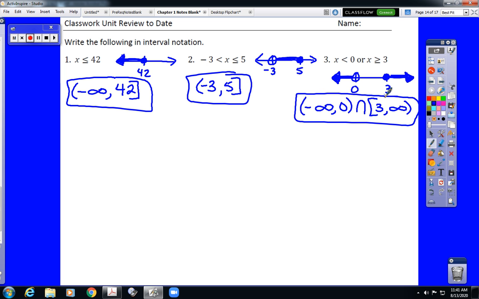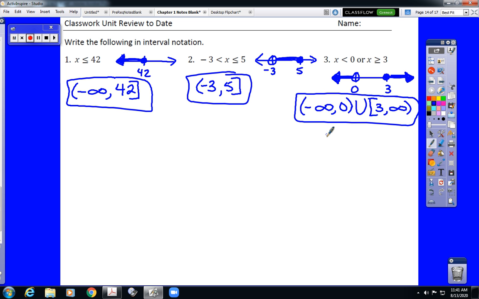Okay, you're right, it would be the OR symbol. You are correct, that would be the OR symbol, which is union, not intersection. Good call. I probably screwed that up on the completed ones I posted already too.